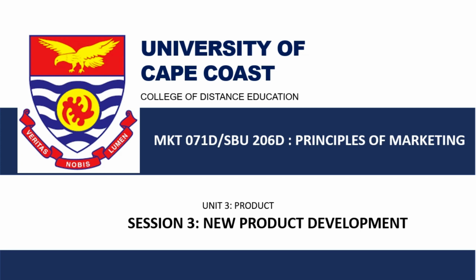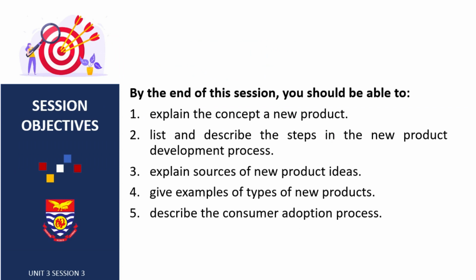We are going to look at session 3, New Product Development, under Unit 3, which talks about products. By the end of this session, you should be able to explain the concept of a new product, list and describe the steps in the new product development process, explain sources of new product ideas, give examples of types of new products, and finally describe the consumer adoption process.